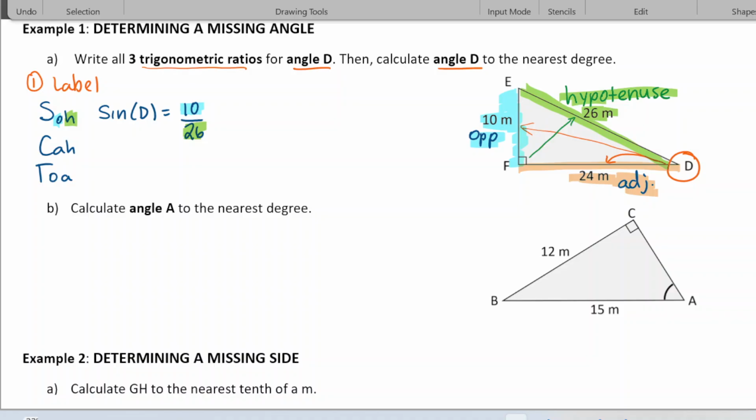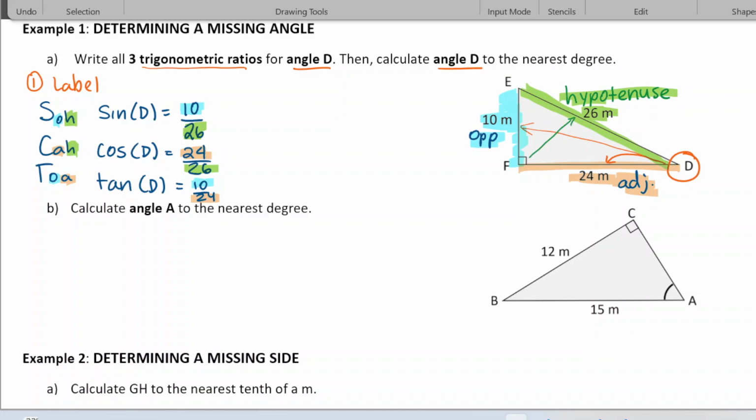Okay, let's do cosine now. So this helps us remember that it's adjacent over hypotenuse. So if I read the adjacent side, that's 24 over 26. And then finally we have tan, and that is opposite over adjacent. So tan of angle D is 10 over 24, the blue side over the orange side. Okay, so I've got all three ratios there.